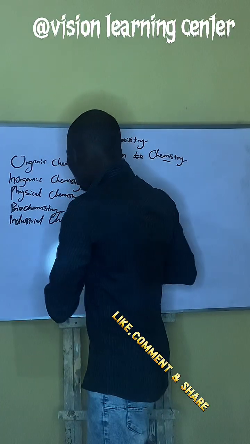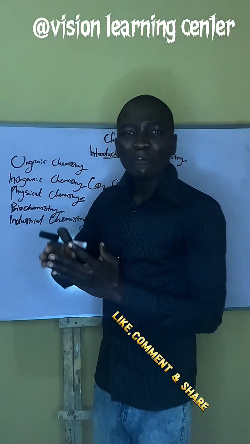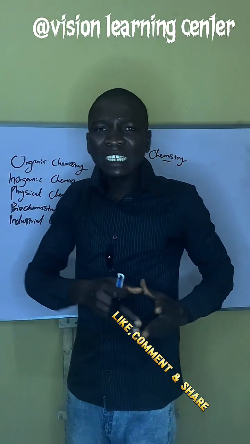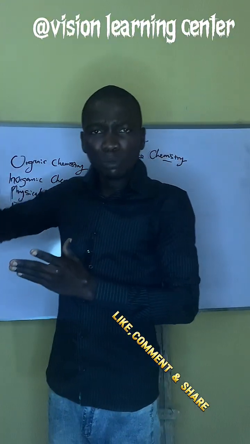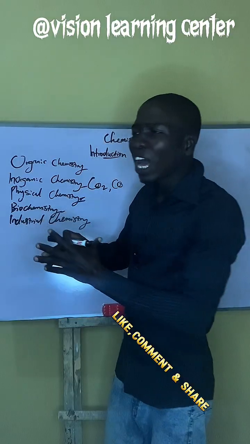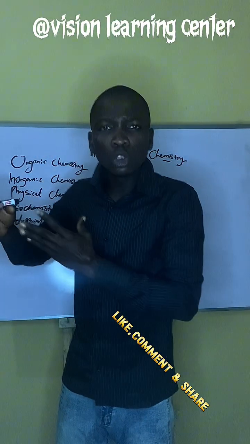What was industrial chemistry? Industrial chemistry is the chemistry of production, turning raw material into useful products. They tend to study how large scale production can be done.